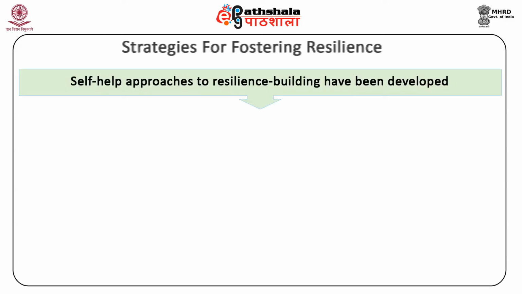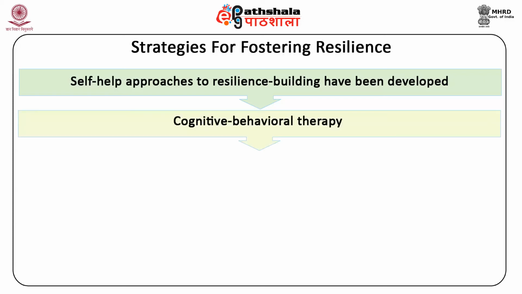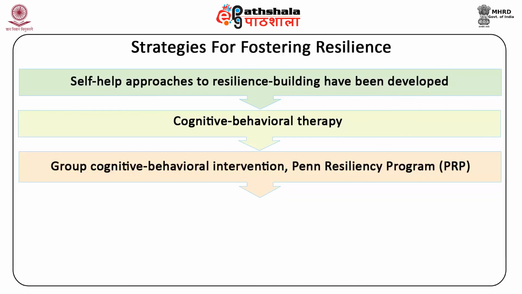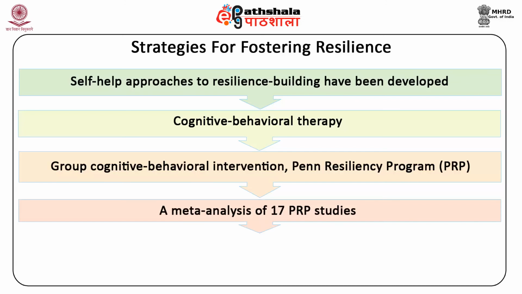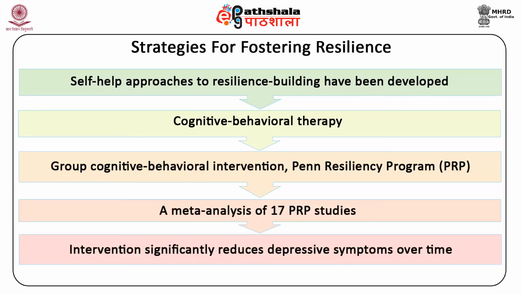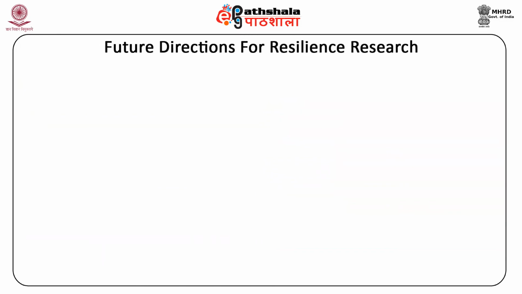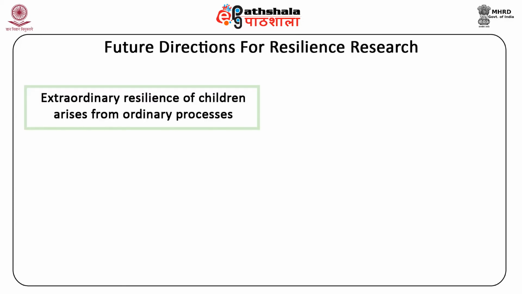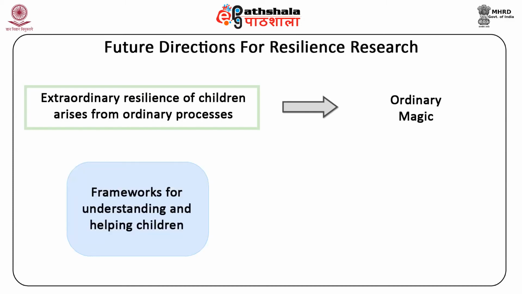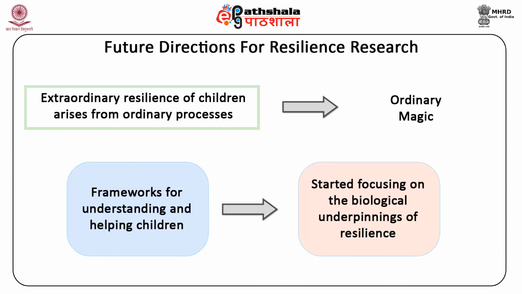A number of self-help approaches to resilience building have been developed, drawing mainly on cognitive behavioral therapy. For example, a group cognitive behavioral intervention called the Penn Resiliency Program has been shown to foster various aspects of resilience. A meta-analysis of 70 PRP studies showed that the intervention significantly reduces depressive symptoms over time. One of the most important conclusions arising from resilience research is that extraordinary resilience of children arises from ordinary processes known as ordinary magic. There has been a tremendous change in the frameworks for understanding and helping children at risk. Many researchers have also started focusing on the biological underpinnings of resilience.